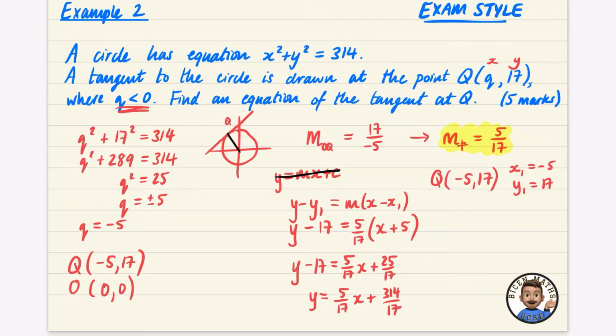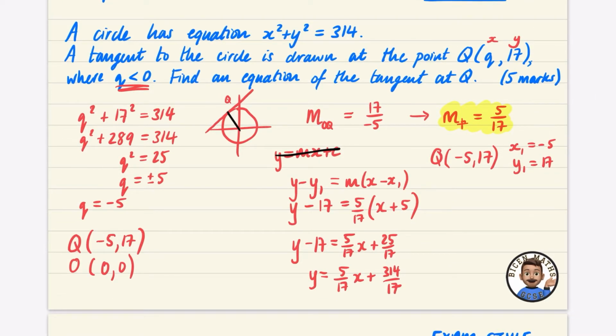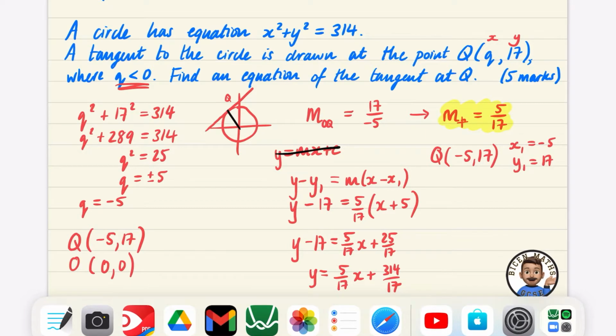So I'm going to check and see if this has worked by putting it onto Desmos. So it's x squared plus y squared equals 314.